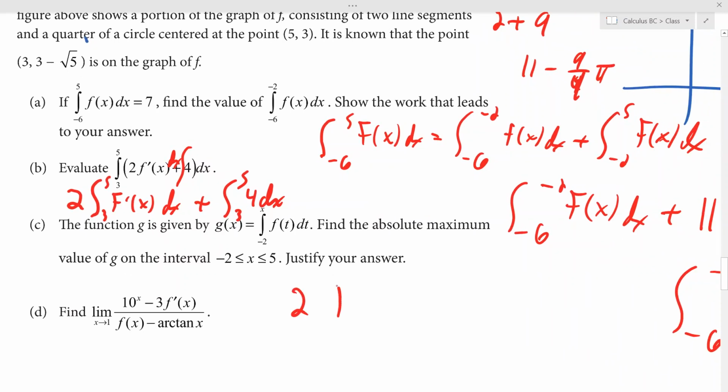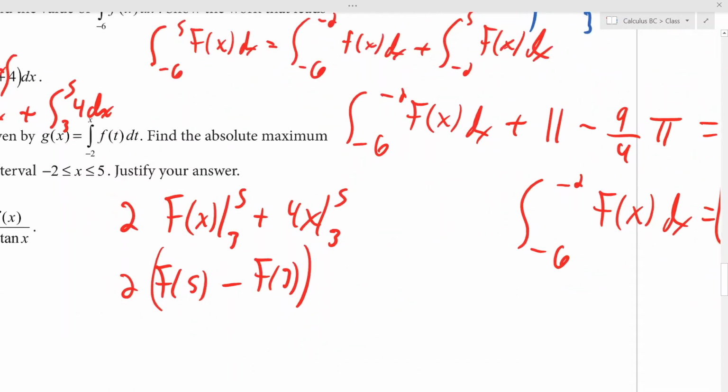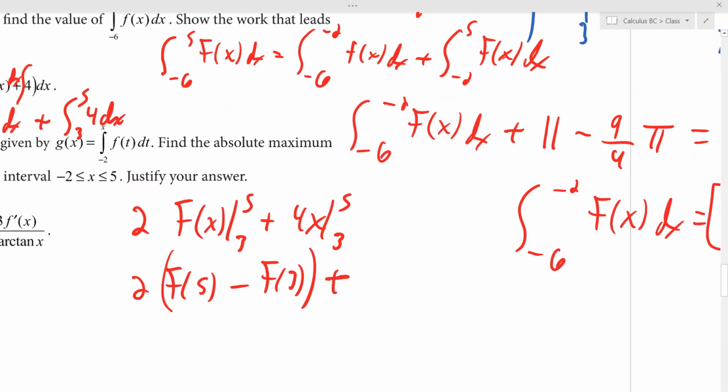So that's 2 times f of x from 3 to 5 plus 4x from 3 to 5. Then you're just going to plug in. So it's 2 times f of 5 minus f of 3, right? 2 times that whole thing. Plus, if you plug in the 4x, you get 20 minus 12. So this is just an 8.